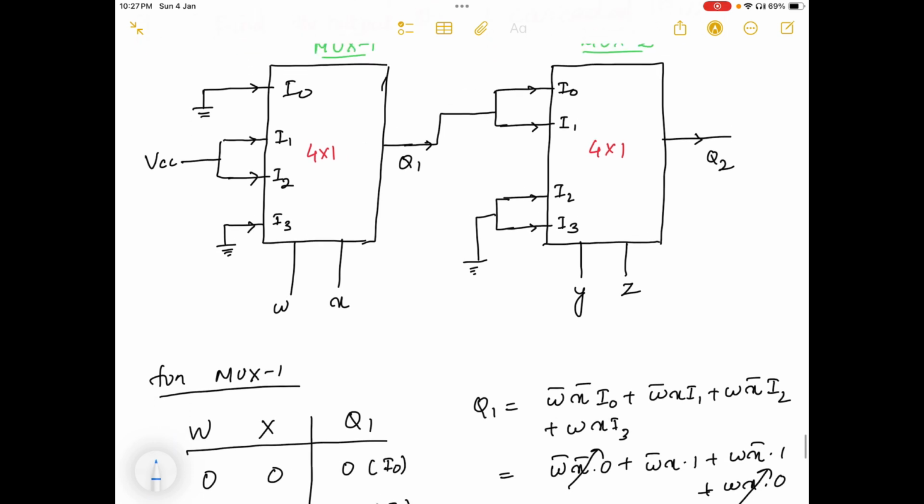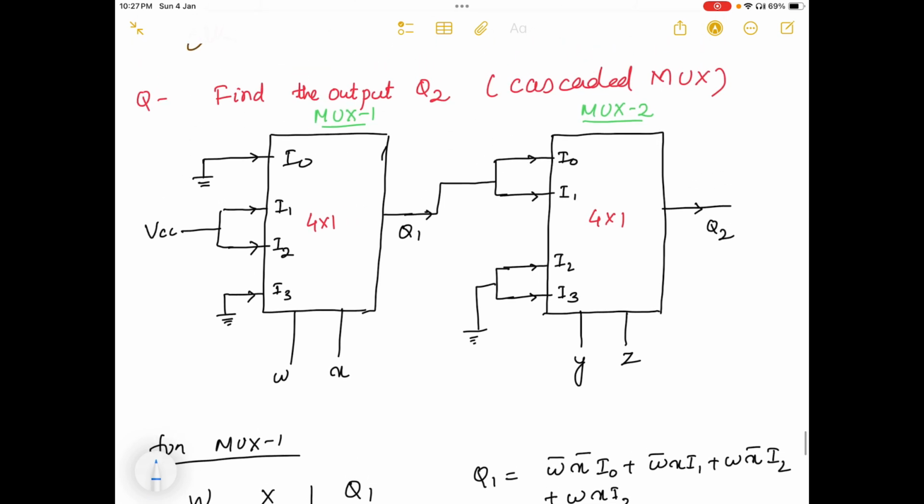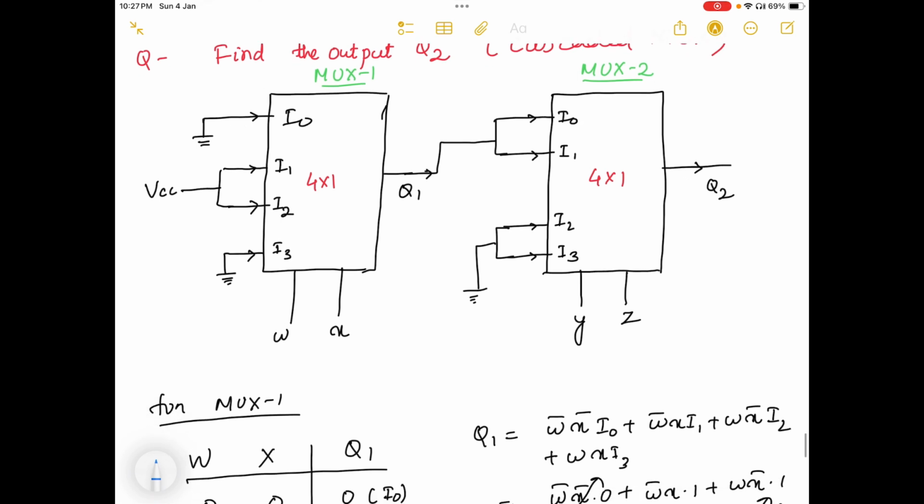First we'll start with MUX 1. This is a 4 cross 1 mux with inputs I0, I1, I2 and I3. You can see here I0 is connected to ground, so ground means the input is treated as 0. I1 and I2 are connected to VCC, that means the inputs are 1 and 1. Here I3 is also connected to ground and is treated as 0.